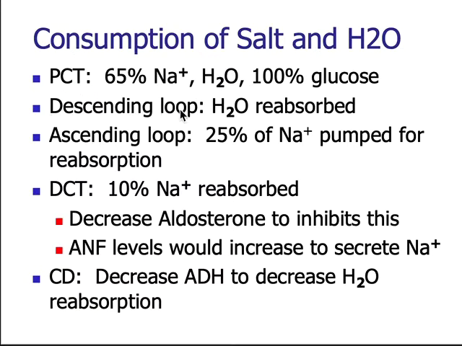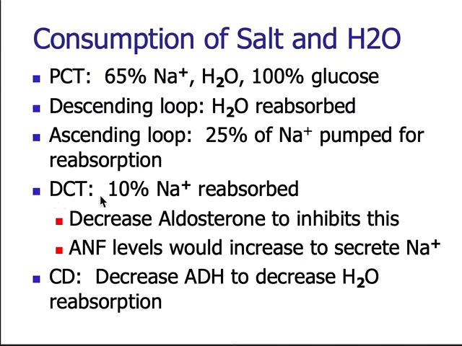Next, descending loop also stays the same. You're only permeable to water in the descending loop of Henle, remember? So water's reabsorbed as usual. Ascending loop is only permeable to sodium and chloride follows, right? And you'll get 25% there. So far, everything's identical. Now we get to the fun part.